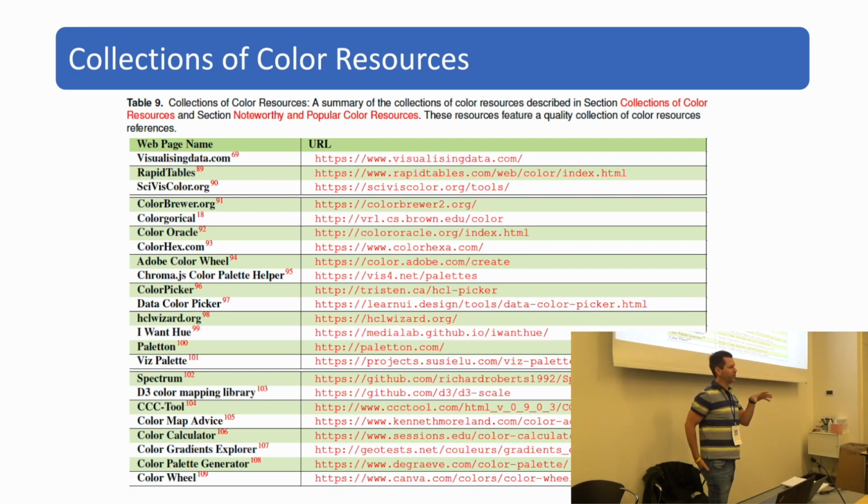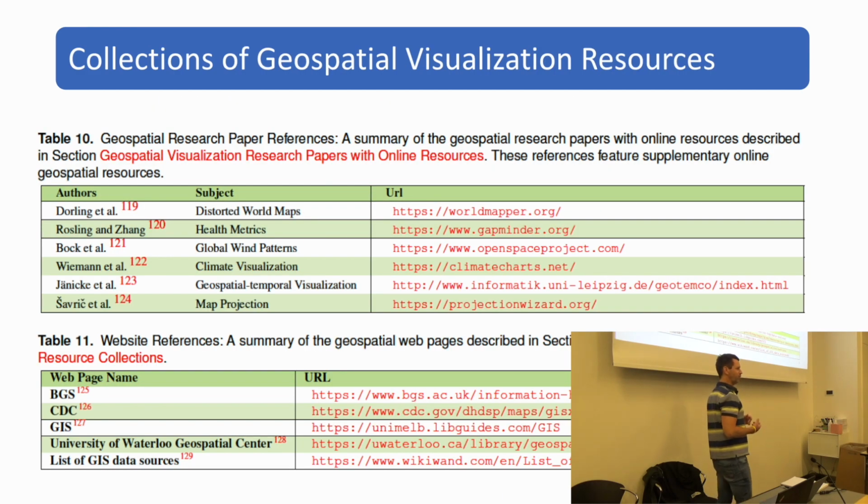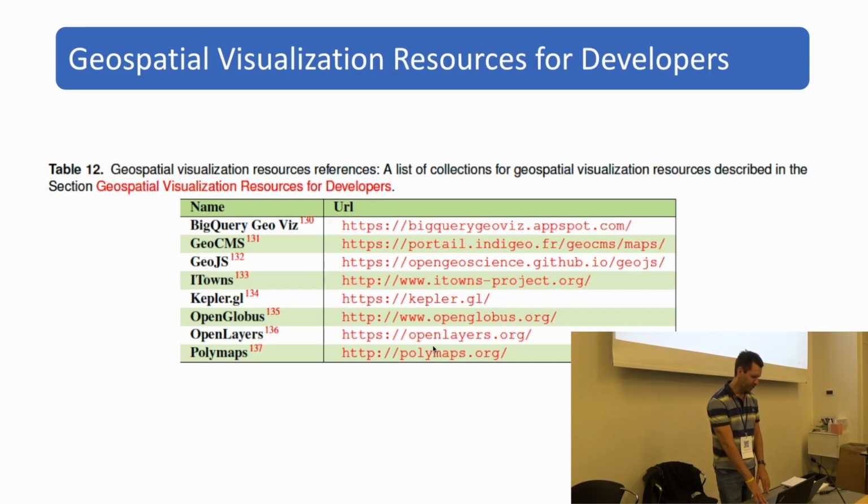So color resources are covered. Here's a table: if you're interested in color, you could find color resources. If you're interested in geospatial visualization, you get a list of geospatial visualization resources based on research papers, web pages, and then for developers as well, geospatial developers.